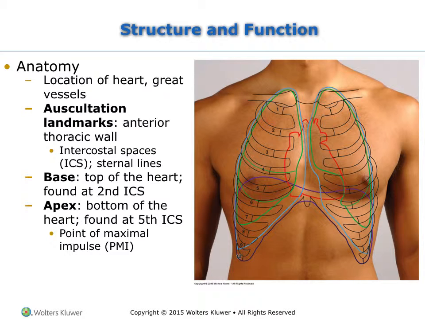So make sure that you know this. The reason is because the top of the heart is wider and the bottom is more narrow. So the base of the heart is found at the second intercostal space, and the point of maximum impulse, which is known as the PMI, is the area where the apical pulse is the most prominent and is the best location to auscultate an apical pulse. This is generally located at the fifth intercostal space at the junction with the mid-clavicular line.